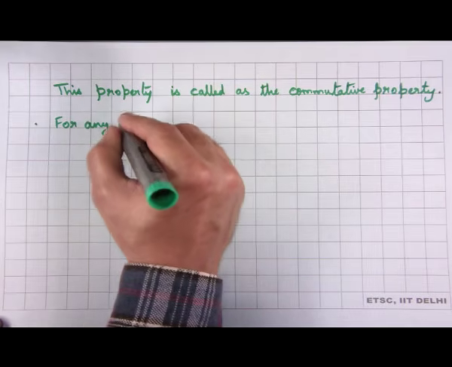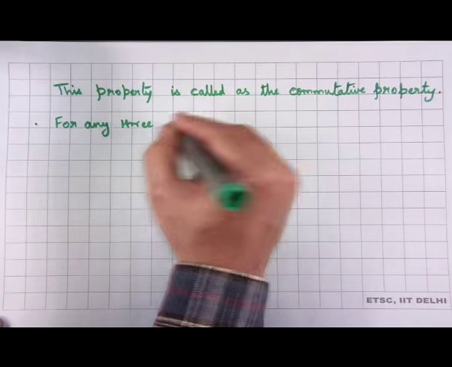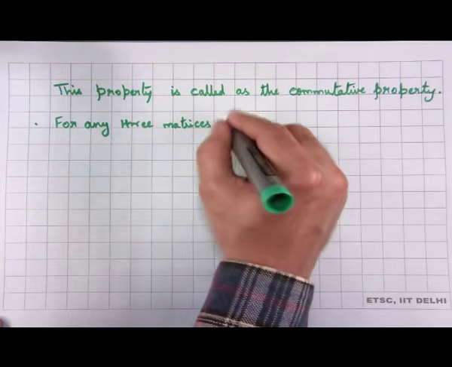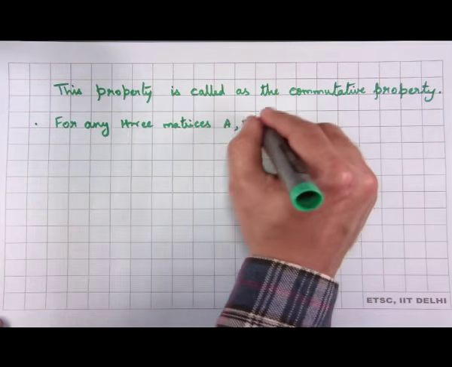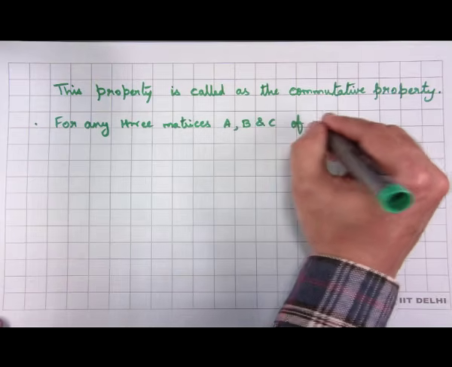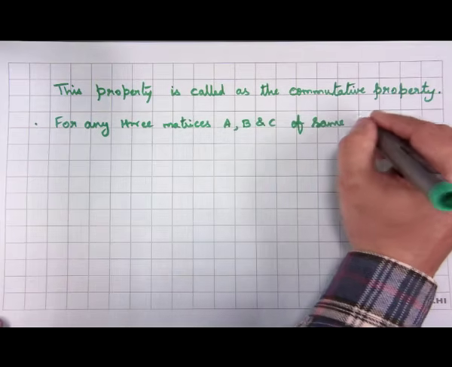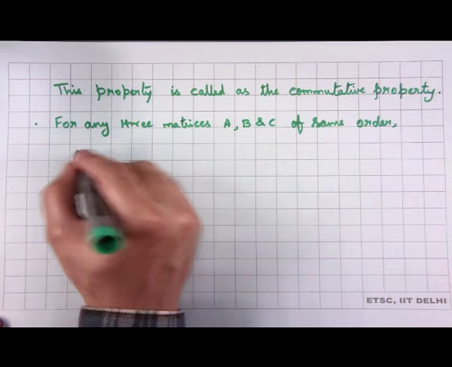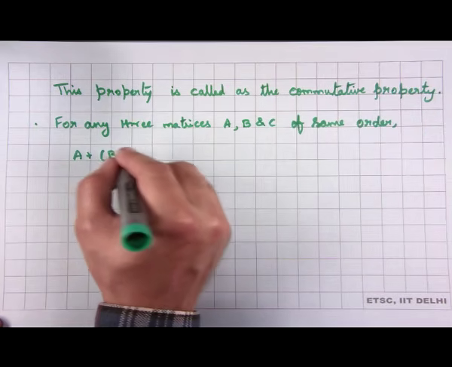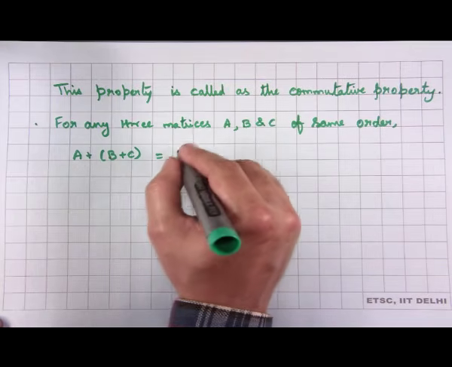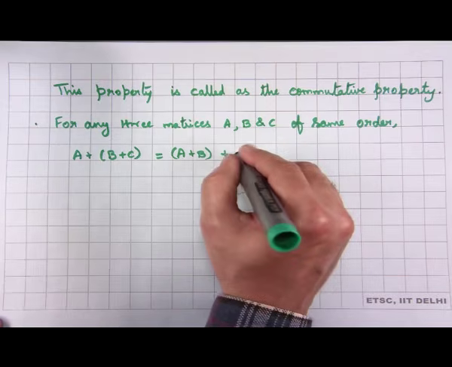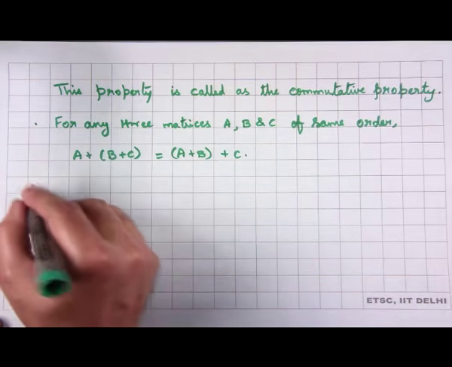For any three matrices A, B and C of the same order, (A plus B) plus C is equal to A plus (B plus C). Let us go with the proof.